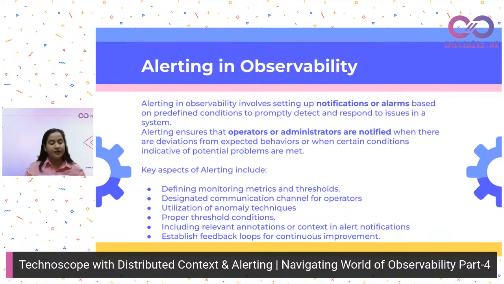Also include relevant annotations so they know what is causing the alert. And you have to also establish feedback loops, because as I said, it is an ongoing process. It will give out alerts every time there's an anomaly, and you have to continuously upgrade those alerts, upgrade those thresholds, and analyze those alerts. If these alerts are increasing with time, or you have to change your technology, you have to add it, and you have to also incorporate feedback from operators and developers.